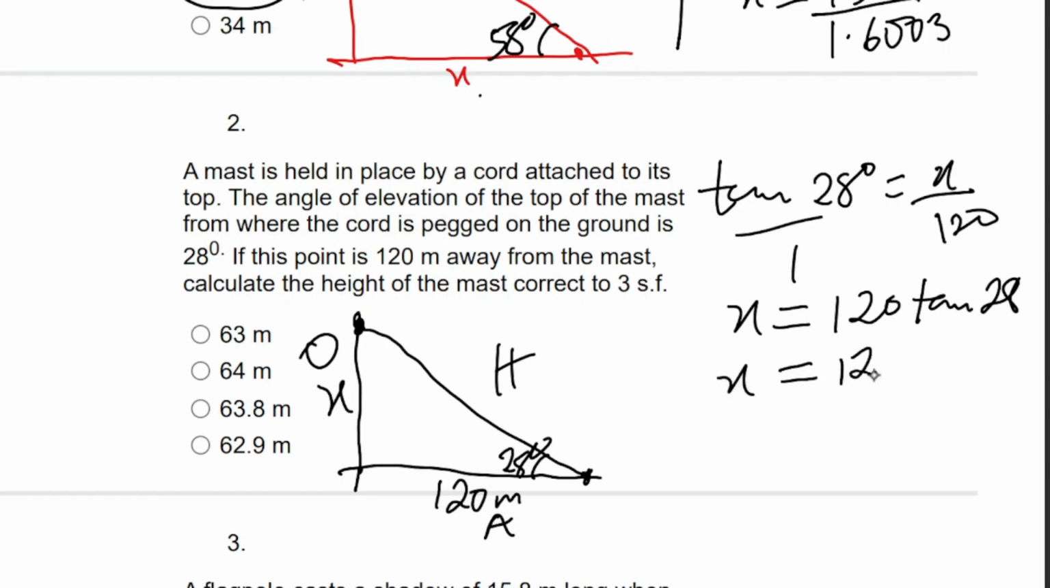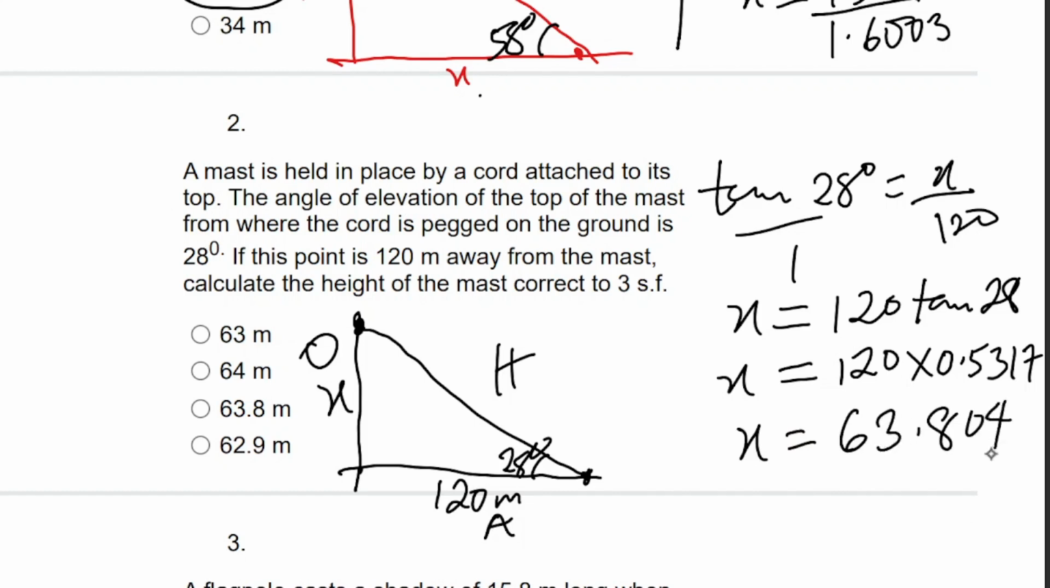Which is 120 times tan 28. So we now calculate tan 28 and see what we're going to get. Tan 28 is 0.5317. So we then multiply it by 120. So that is 120 times 0.5317, and that gives us 63.804. The question says to three significant figures, so the answer will finally be 63.8 meters. That is this option here. I hope this is clear. Then the next question.